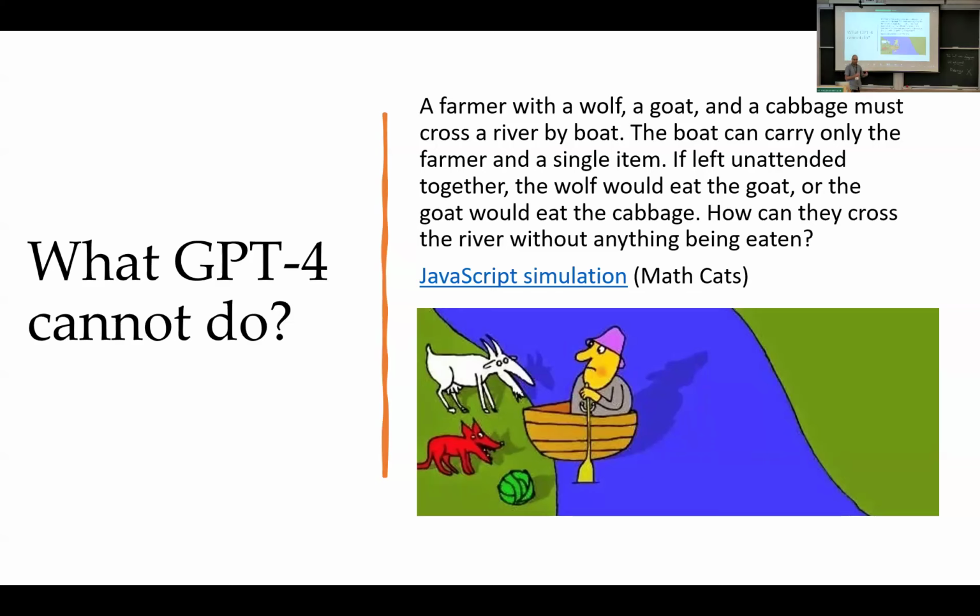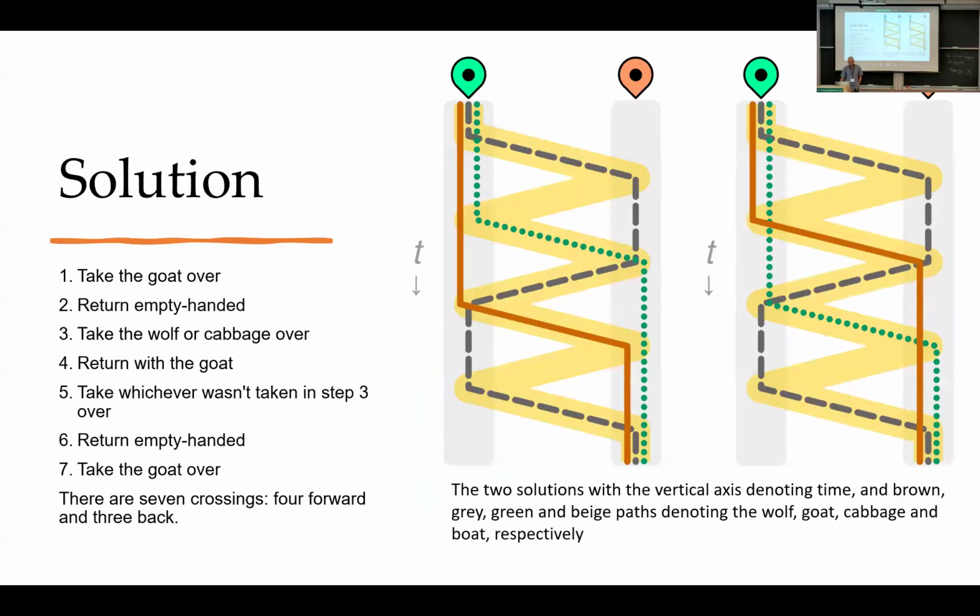So this is a very common math problem. And there's a JavaScript simulation for it. So I can share the slides later, and you can try the simulation. But this puzzle has an answer, and of course, when we ask GPT-4 for the answer, it does give us the correct answer. So the correct answer is this.